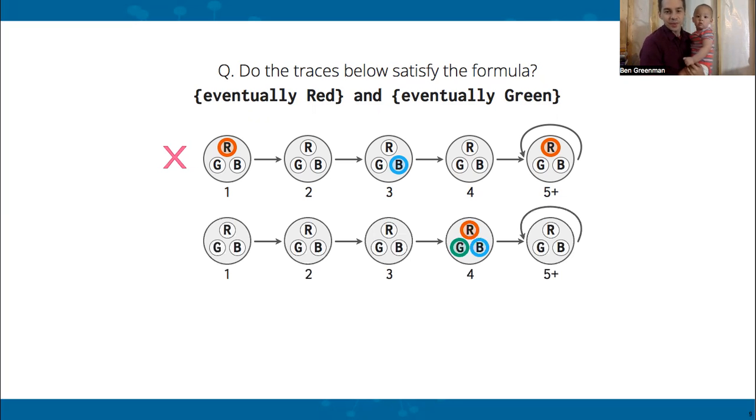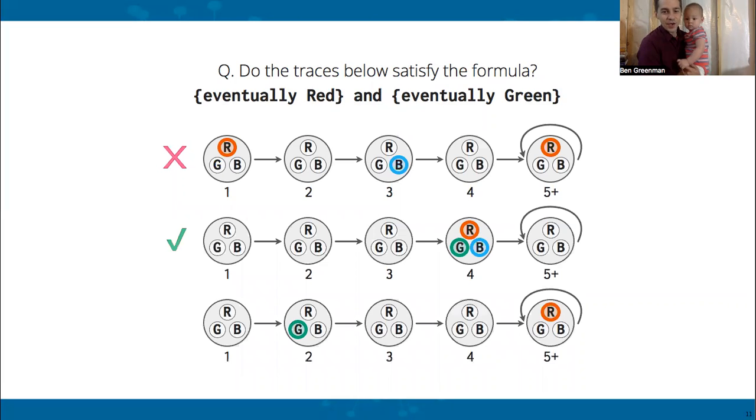Here's another trace now. We've got nothing for the first 3 states, then all 3 lights, red, green, blue, in state 4, nothing after that. Does this satisfy the formula? Yes or no? Yes, and that's because both red and green turn on in that 4th state. One more, we've got nothing in first, green only in second, nothing in third, nothing in 4th, and red for everything after that. Yes or no? Yes, because both green and red turn on at some point.